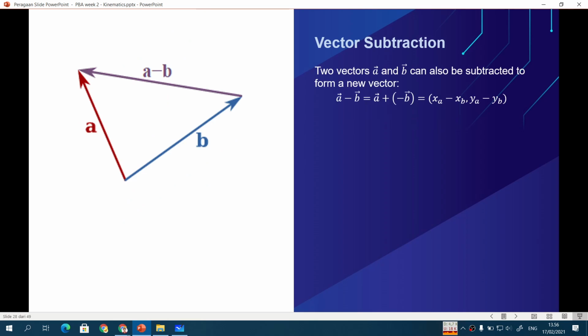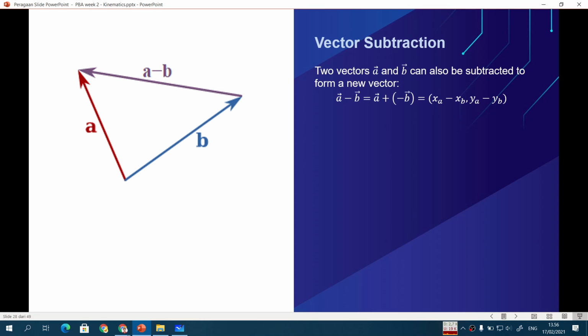For the subtraction, however, it is a little bit different. Two factors a and b can also be subtracted to form a new factor. So if I have my factor a here and then b points here, I can form a minus b, this factor. By performing this calculation, a minus b is actually a plus b negated, the negated version of b. We will talk about how to negate a factor later. It is simply xa minus xb and ya minus yb.